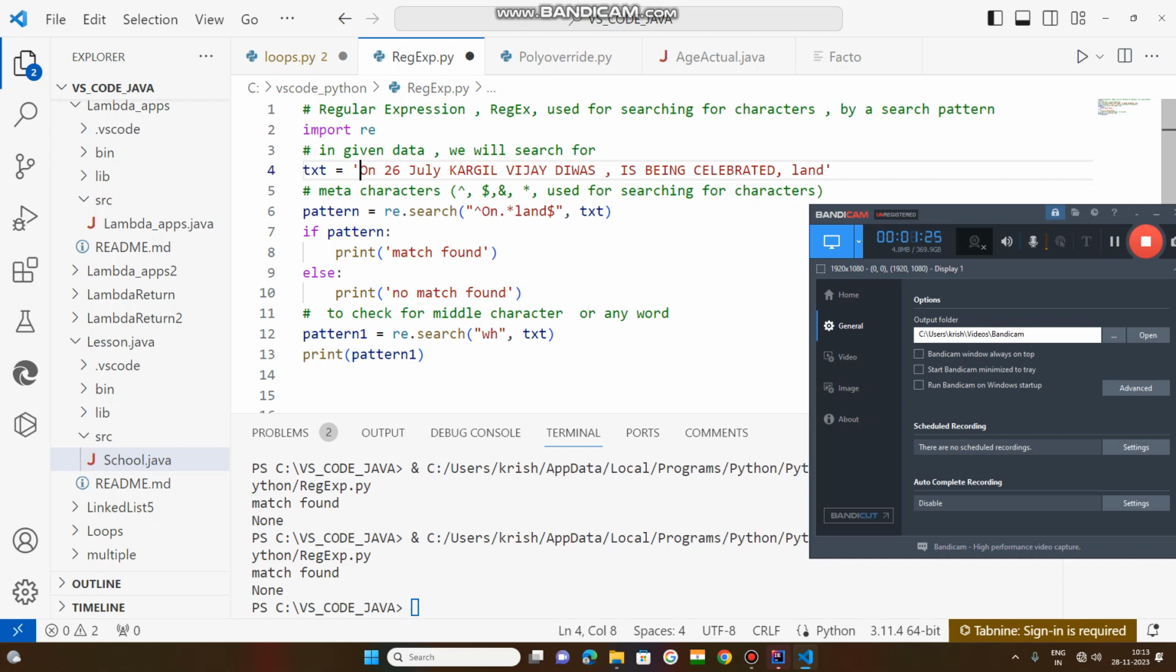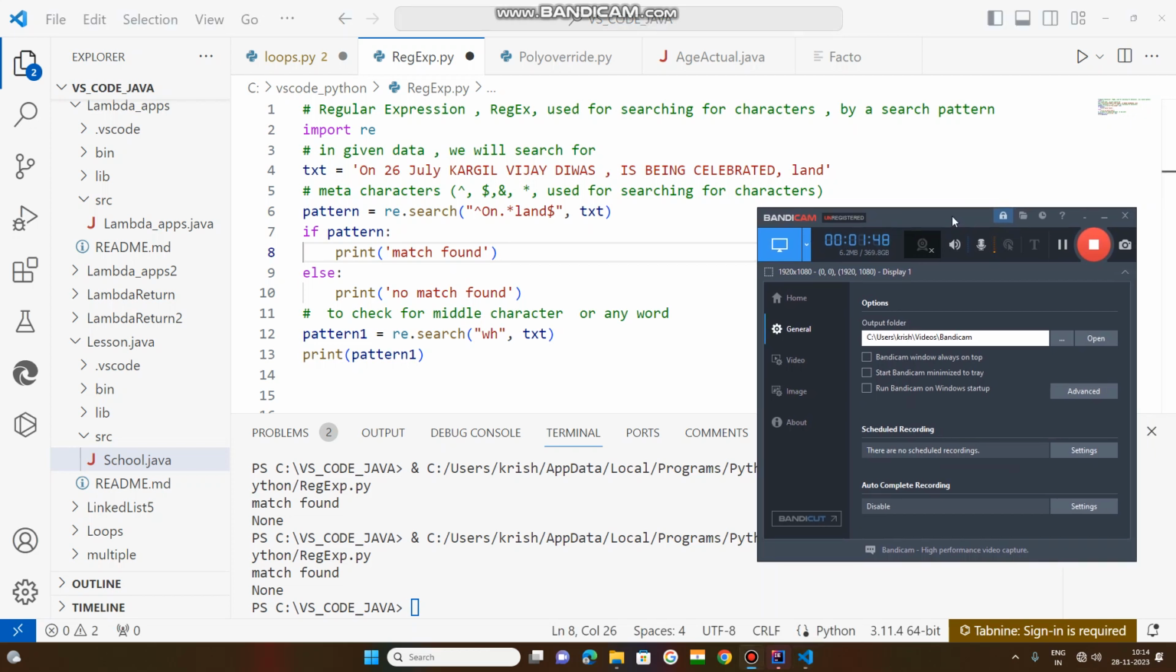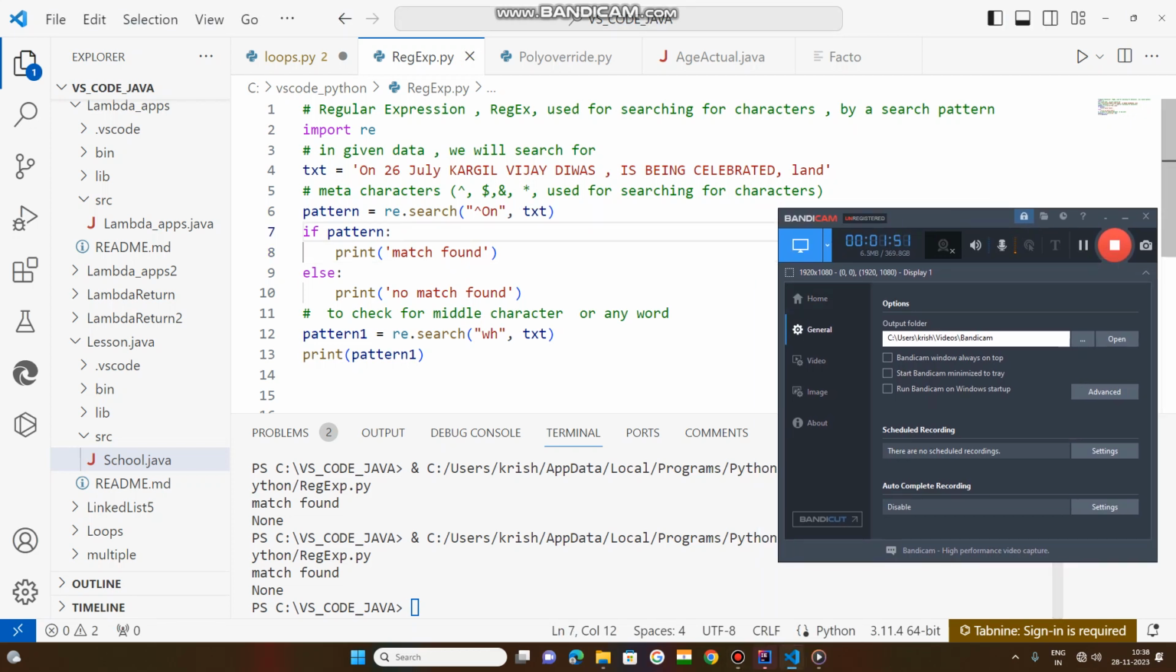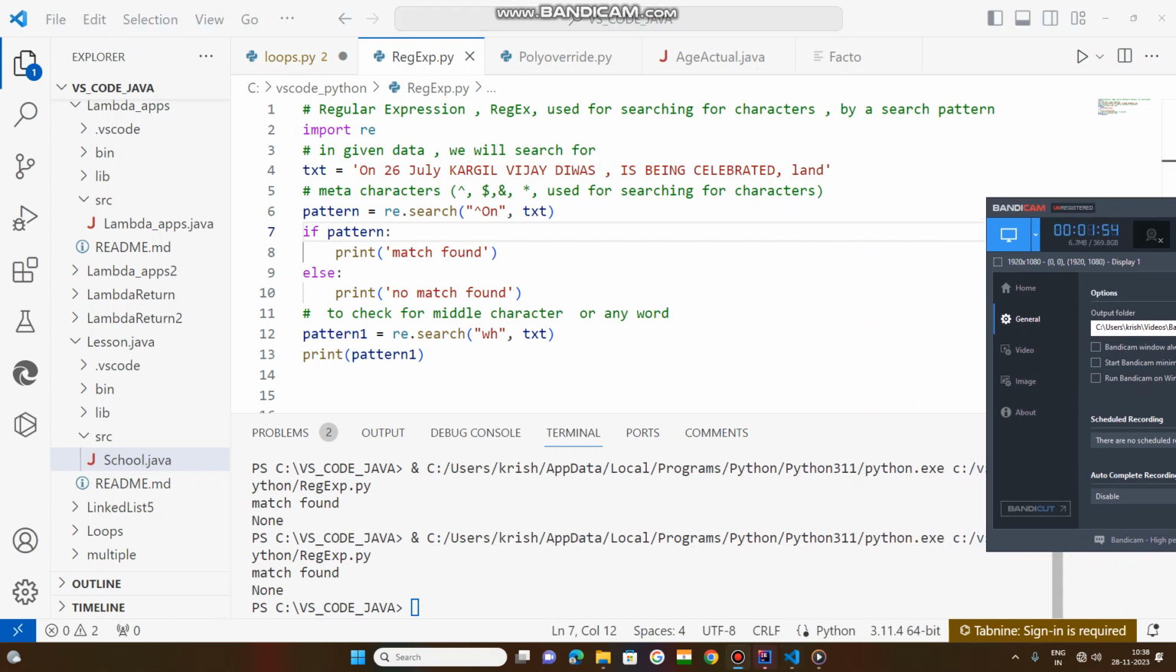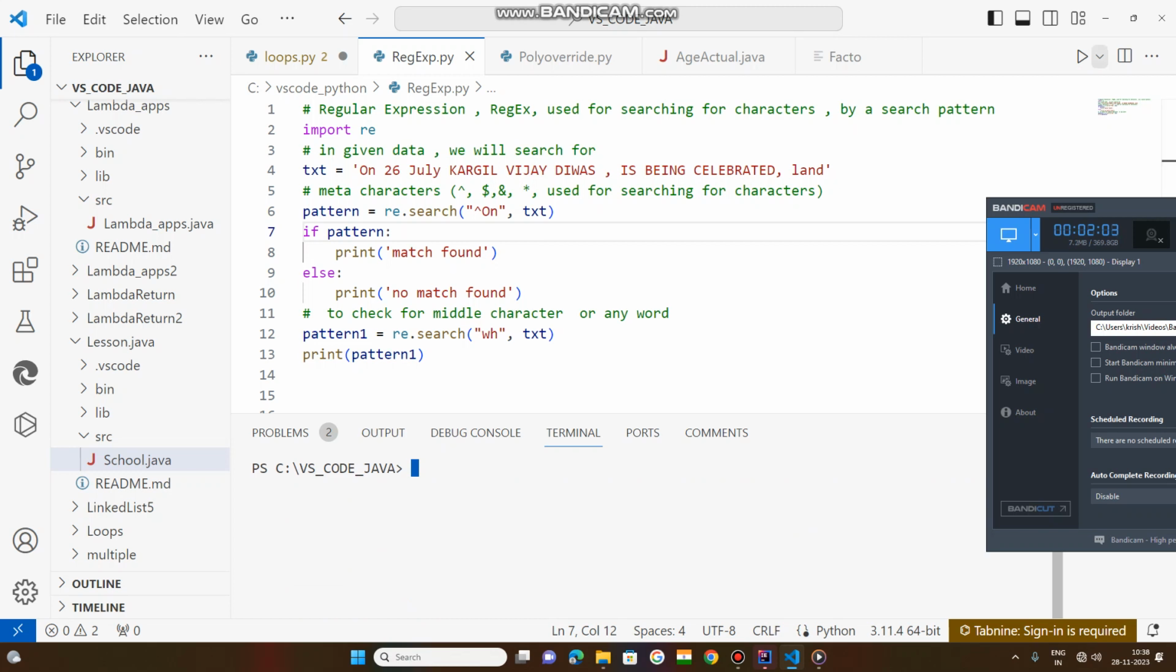Okay, no, and it ends with land, but still we are not getting any match. So first of all we need to do what? Land, motherland. See what happened. This is match found. Match found means clear the screen, and you run the Python file.